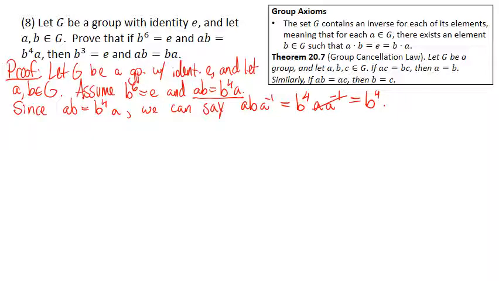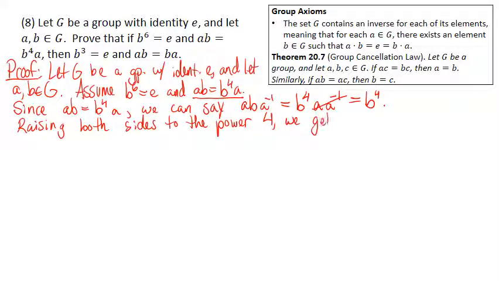Okay, and now what I'm going to do is really kind of hard to think of doing, but let me show you what I'm going to do. So I'm going to take this and raise both sides to the 4th power. So raising both sides to power 4, we get the following. So we get a inverse to the 4th equals b to the 4th to the 4th.